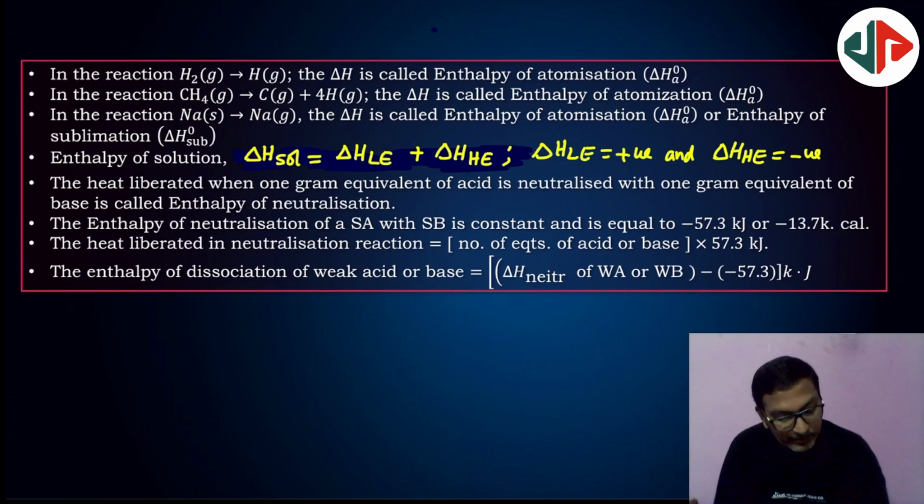Next, enthalpy of neutralization. Amount of heat liberated when 1 gram equivalent of acid reacts with 1 gram equivalent of base. Enthalpy of neutralization. For strong acid and strong base, value is minus 57.3 kilojoules, minus 13.7 kilocalories. Standard. Next, heat liberated in neutralization reactions can be calculated by using this formula. Number of equivalents of acid or base into standard value 57.3.